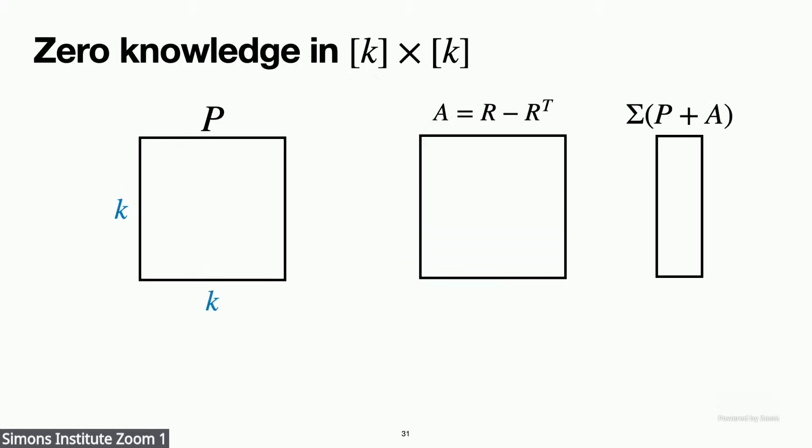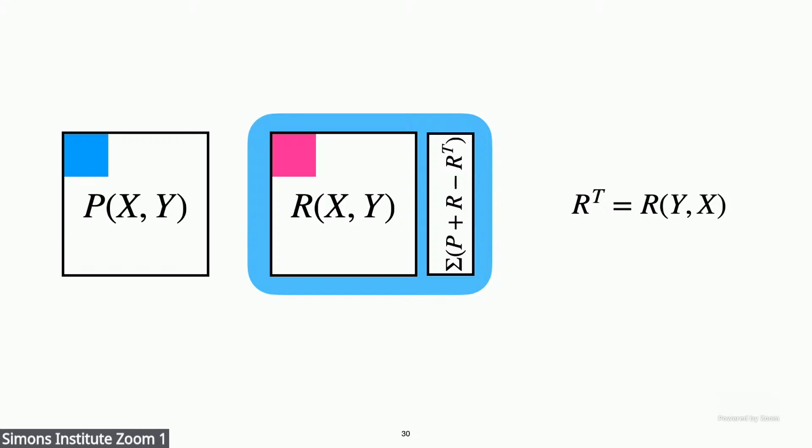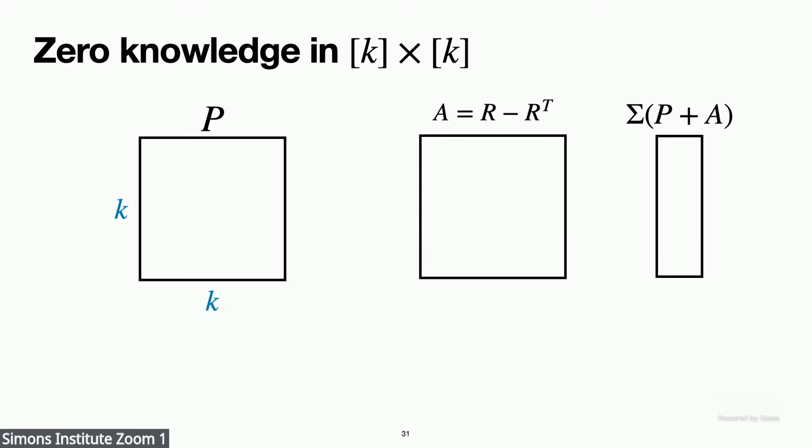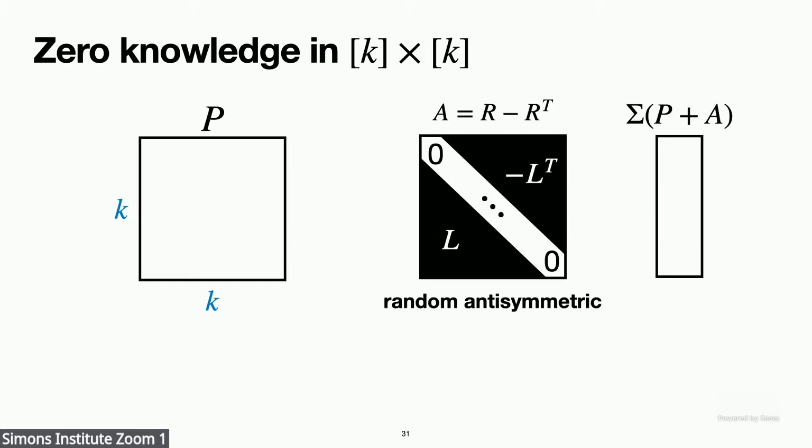Okay, so why might this be zero knowledge? Let's focus now on the combinatorial structure, right? So this is zero knowledge in the K by K little square in the top left. If I just look in that square, then what I see is that this R minus R transpose, which I'm going to call A, is a random antisymmetric function. If I look in the K by K square, R looks like a random function, a random matrix, and I subtract a random matrix.